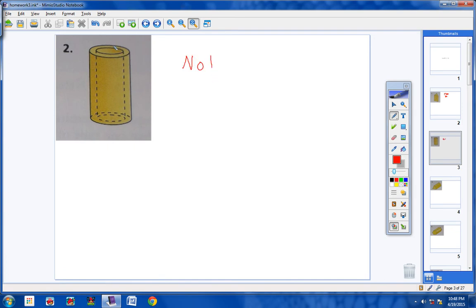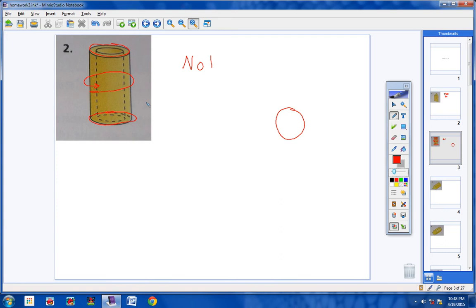Look at the top face. The top face is a circle. A circle is not a polygon. Also, look at this whole side right here. This whole side is round. I mean, the entire side is round. Then also the bottom face is round. Guys, a polygon.